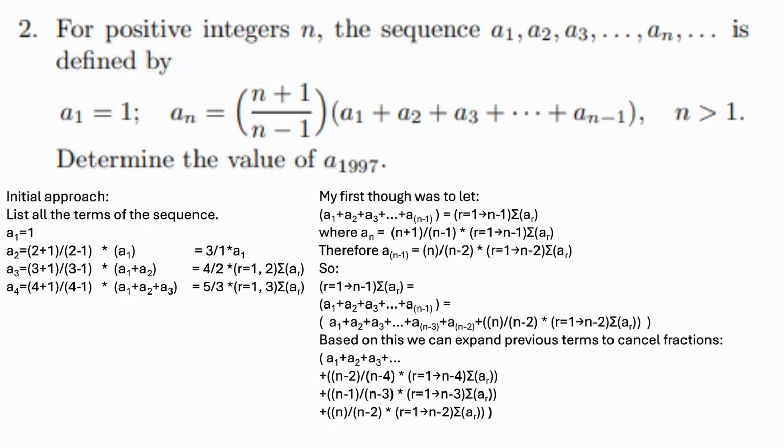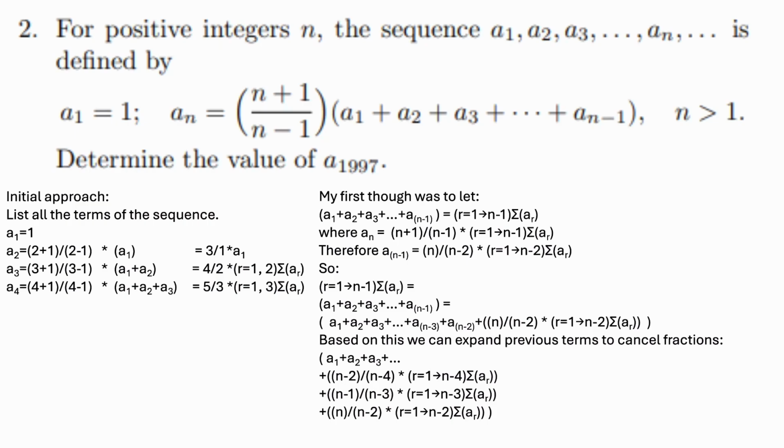Hello, in this video I will be showing you my proof for question 2 of BMO1 from 1996. The question states, for positive integers n, the sequence a1 to an is defined by an is equal to (n plus 1) over (n minus 1) multiplied by the summation of all the terms of the sequence from a1 to an minus 1. So basically all the previous terms of the sequence.